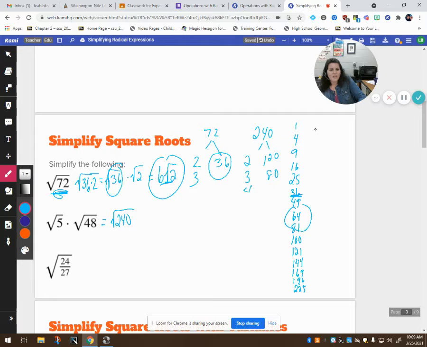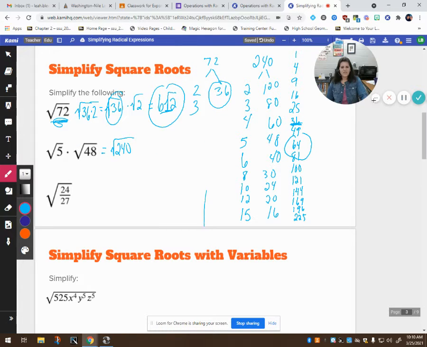240 divided by 4, 4 is a perfect square. That's 60, but that's not a very big perfect square, is it? 240 divided by 5 would be 48. Oh, I didn't even need to type that one, did I? It's right here. 240 divided by 6 would be 40. We can just keep on going. I'm going to pause it while I write all these out.